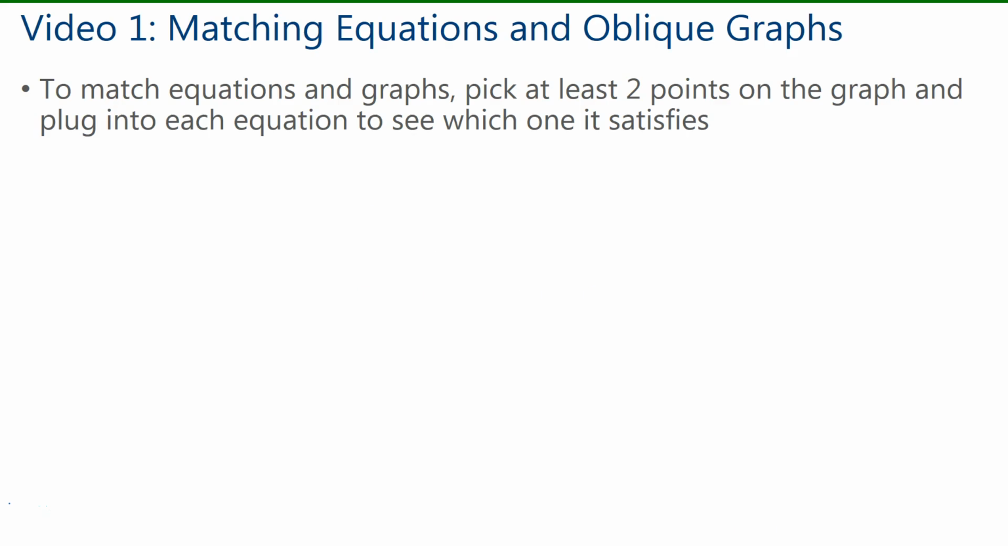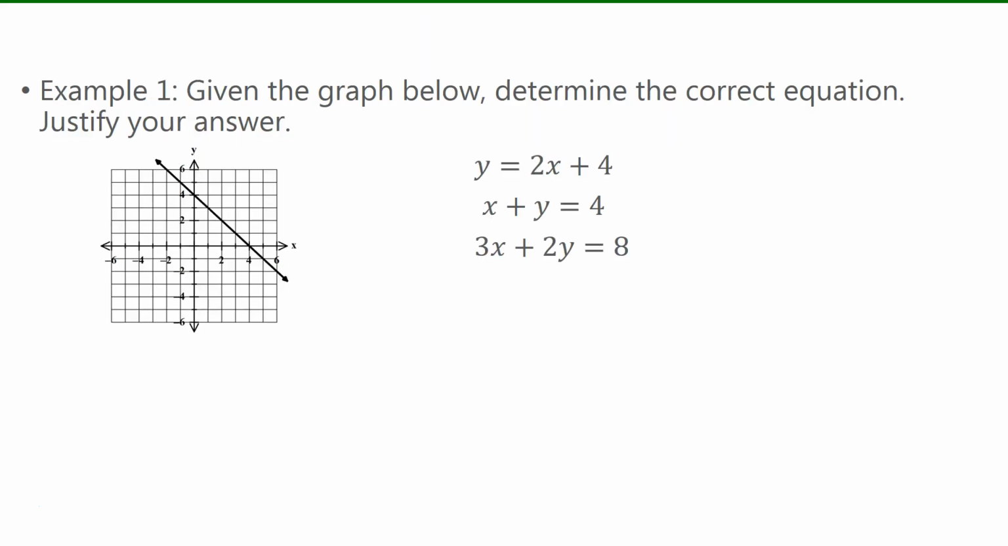When we have to match an equation to an oblique graph, and as a reminder, an oblique line is a line that is slanted, not horizontal or vertical, we will pick at least 2 points on the graph and then plug them into each equation to see which equation is satisfied by both points. So we'll do that for example 1.